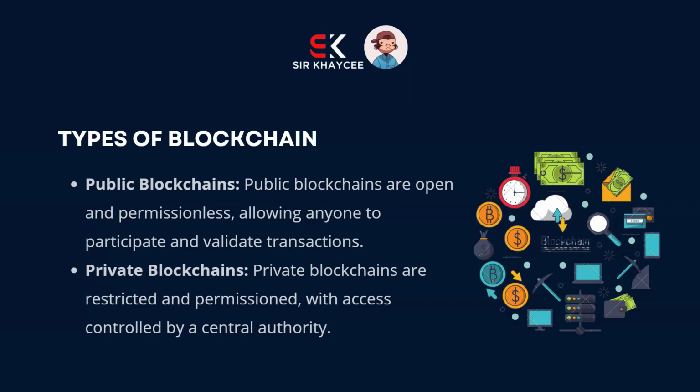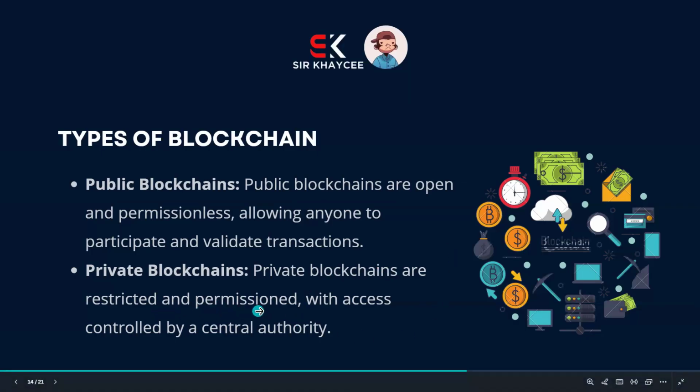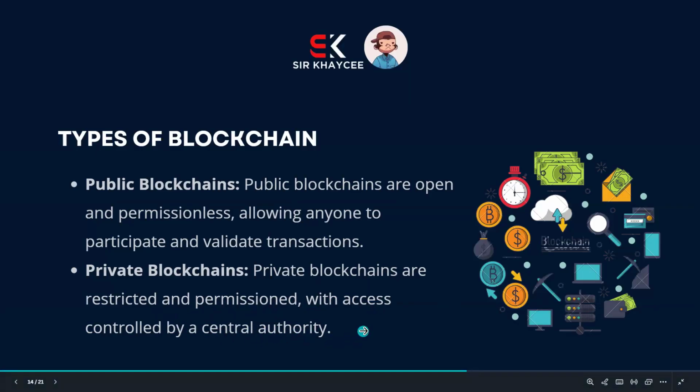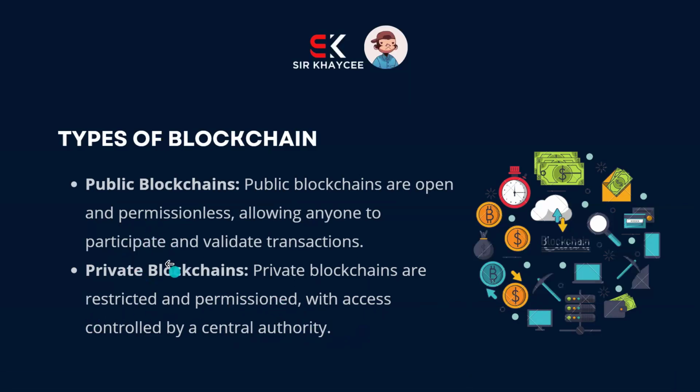So only the team, or I would say the creators of the company, have access to the private blockchain. It says here the private blockchain is restricted and permissioned with access controlled by a central authority. It is the opposite of this. So now you know the meaning of public blockchain and private blockchain. This one is open to everybody. Me and you, we have access to it.